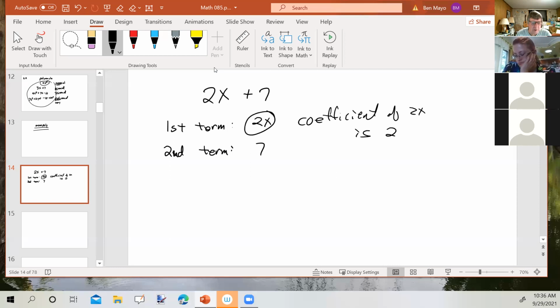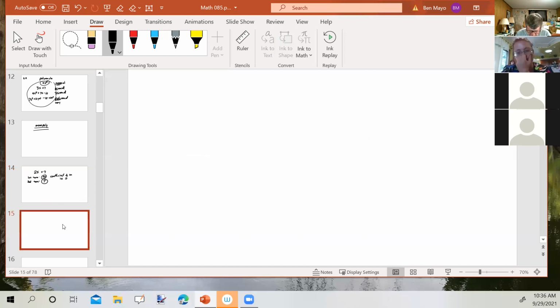This is a variable term because it contains a variable. This is a constant term because it only contains a constant or a number. There's no variables involved, all right? Any questions so far? Let's look at another example.